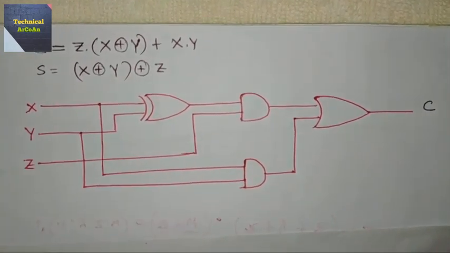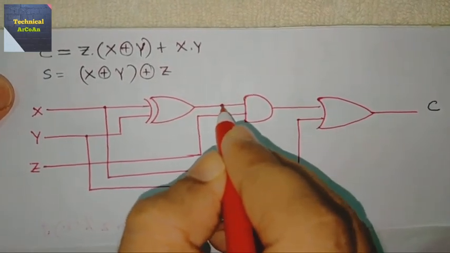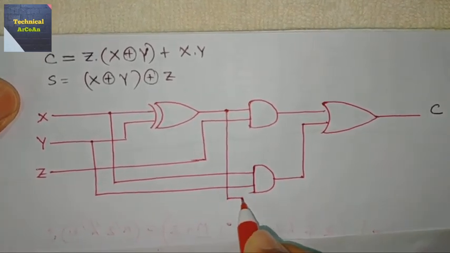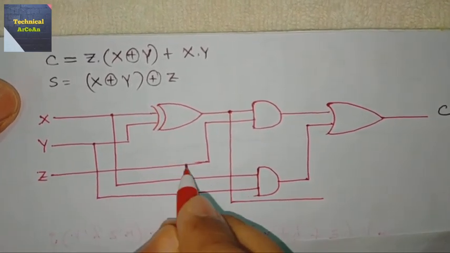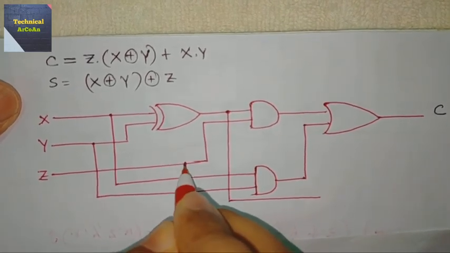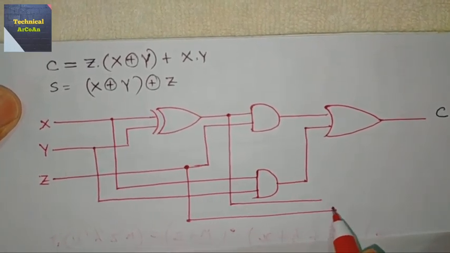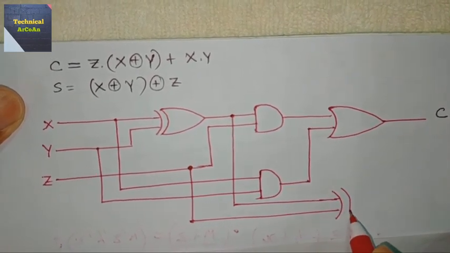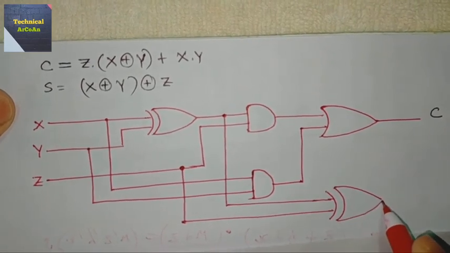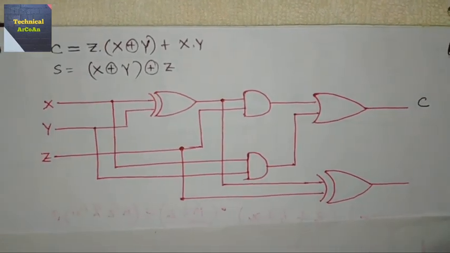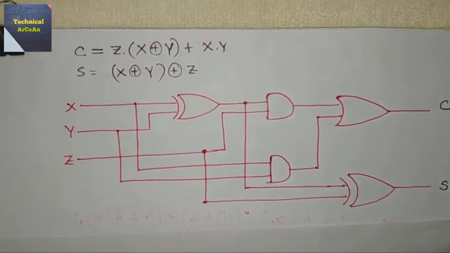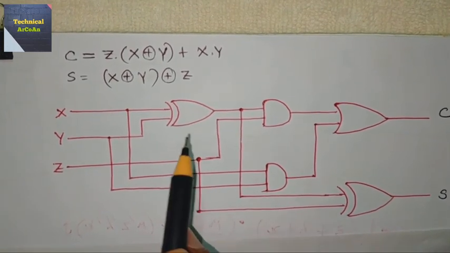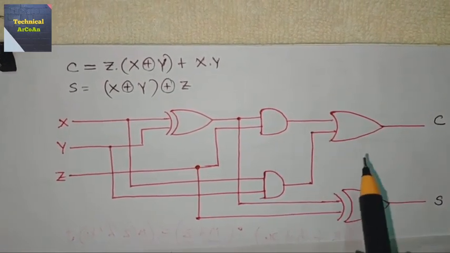Now we go for S. This is already done, x XOR y, so we take it from there. And the other is z. So we take z from there, and also an XOR, so we form an XOR, and this is your S. So this is the logic diagram for the full adder, where we are using XOR, AND and OR gates.